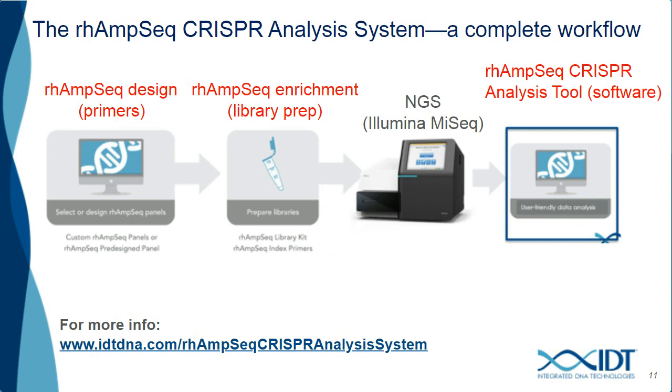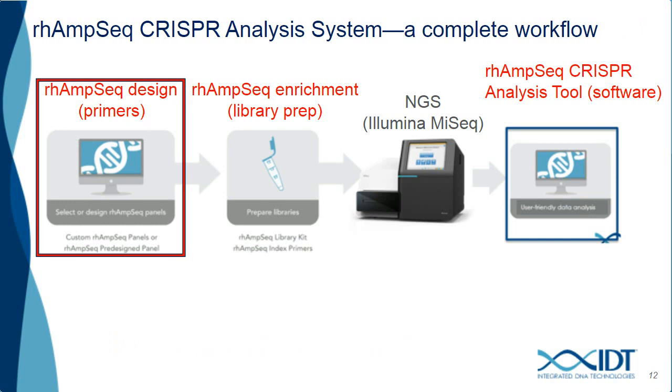So the rhAmpSeq CRISPR analysis system is a new end-to-end workflow that we developed to help researchers quantify the effects of on- and off-target editing using NGS. This includes developing rhAmp primers for multiplex PCR using our rhAmpSeq design tool, preparing the amplicon library using the corresponding master mix, and analyzing the sequencing data produced from an Illumina MiSeq in an easy-to-use web platform. You can find more information on any of these components at the link below. Let's start, though, by looking at what exactly the rhAmpSeq chemistry is and how primers can be designed to interrogate editing effects using this system.